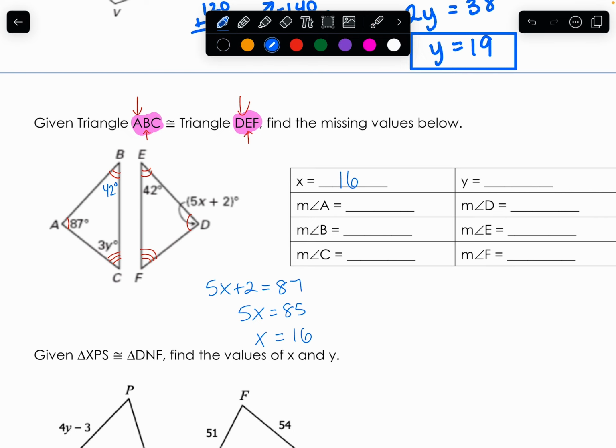So if I know A is 87, then I know D is 87. So that's really easy to find this missing angle. So let me do that real quick. 82, oh, not 82, 42. And 180. So we get 51 degrees. And now part equals part. 17.